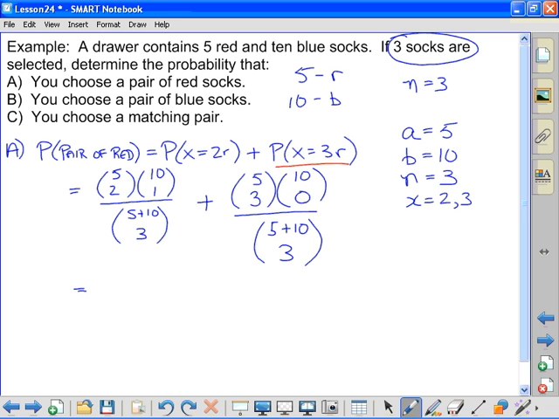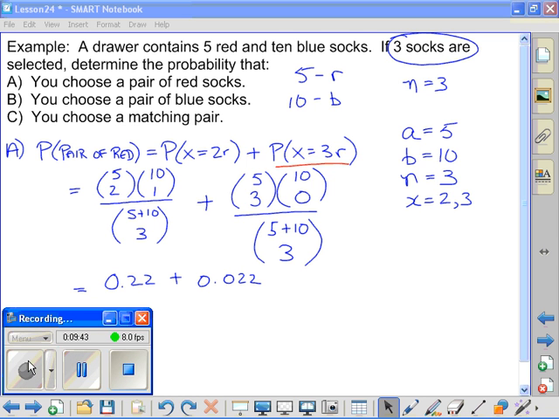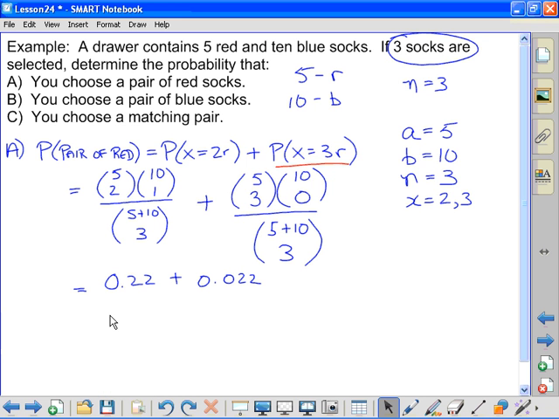So, calculating it out. So just running to the calculator now. The 5 choose 2. And if you want to grab your calculator and give that a try, I'll give you a second. Okay, so using my calculator, I have the first fraction equal to 0.22, the second one equal to 0.022, which means that I have a 0.242.